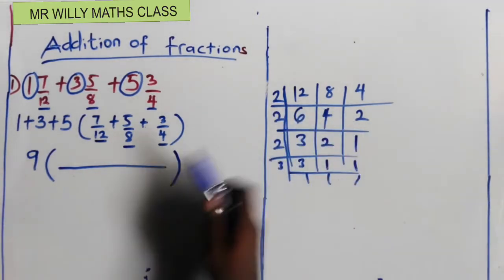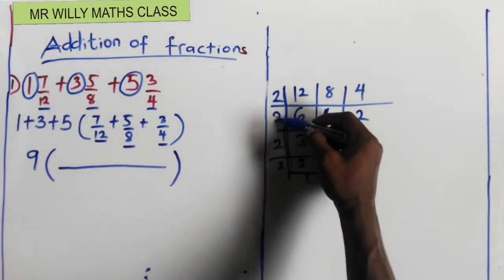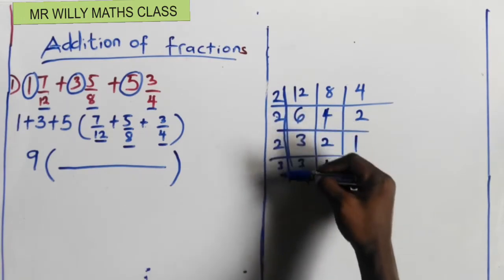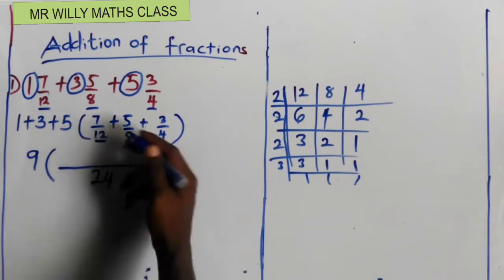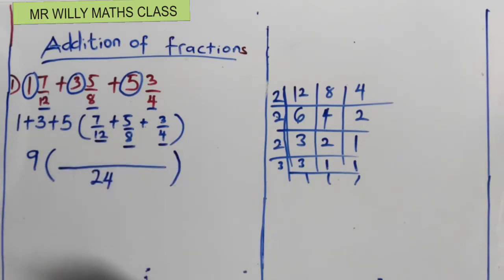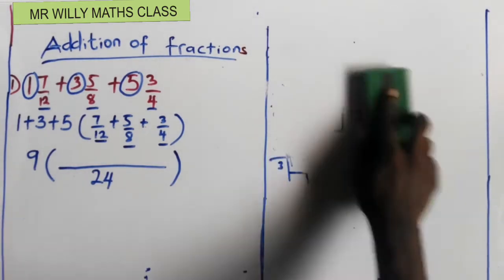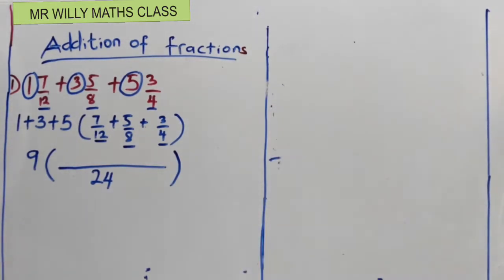So the LCM for 12, 8, and 4 will be 2 times 2, 4. 4 times 2, 8. 8 times 3, 24. That is, 24 is the number that 12 can divide without a remainder, 8 can divide without a remainder, and 4 can divide without any remainder. So let's move on.